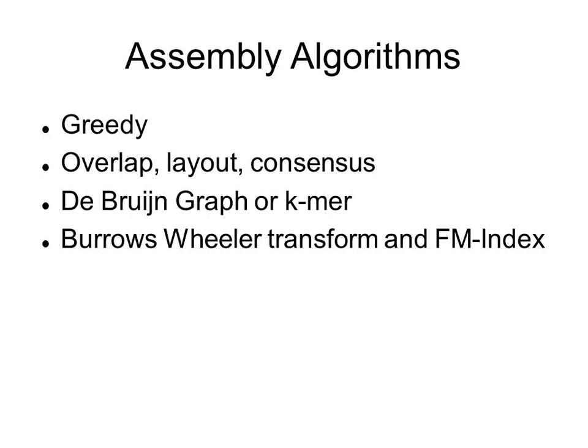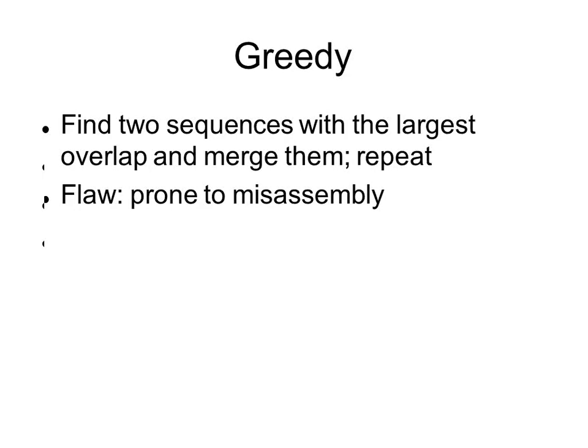The other one's called OLC, or overlap layout consensus. We'll go into that. There's another method that you'll see commonly called de Bruijn graphs, and that's also another variation of the k-mer assembly algorithm. And then finally, there's the Burrows-Wheeler transform. Okay, so what do they mean?